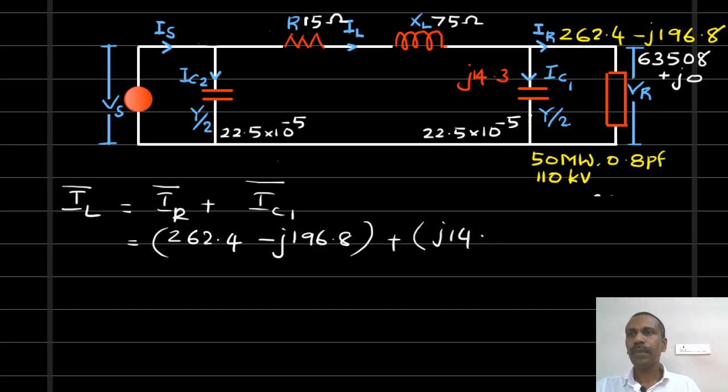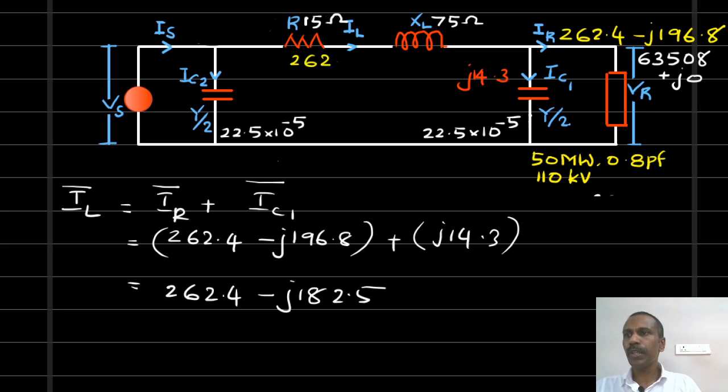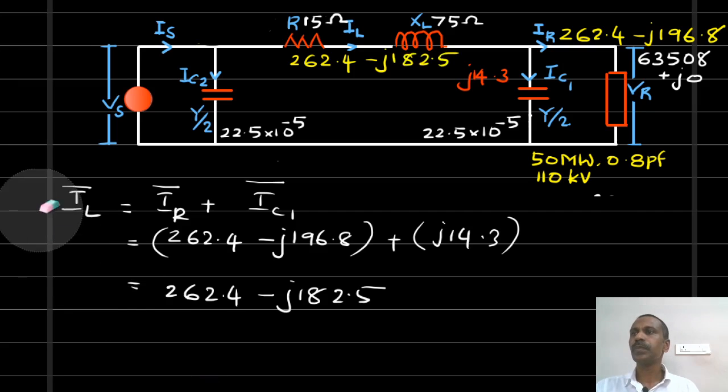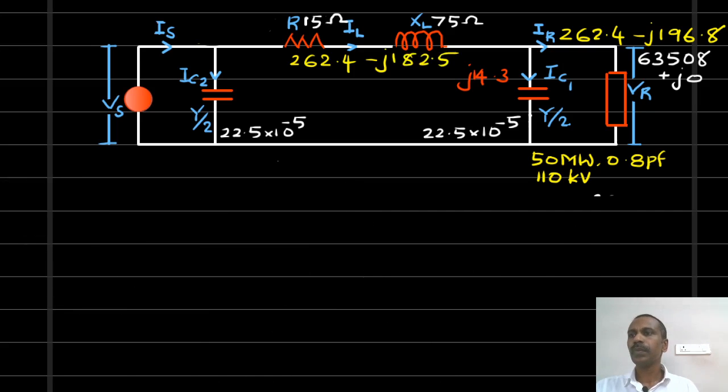That is J 14.3. So this current equals 262.4 minus J 182.5. So this line current equals 262.4 minus J 182.5. Now we can find out the sending end voltage, which is equal to the receiving end voltage plus the drop.